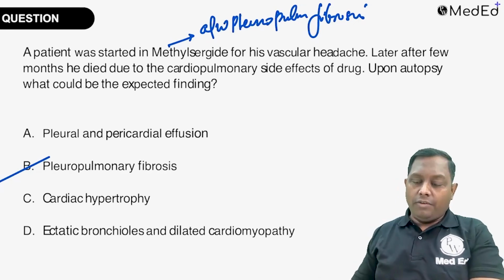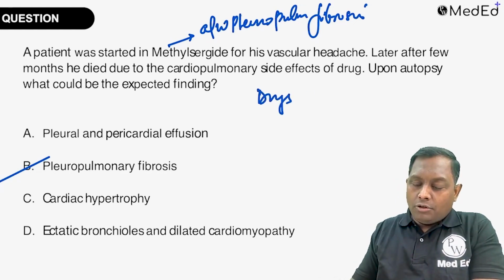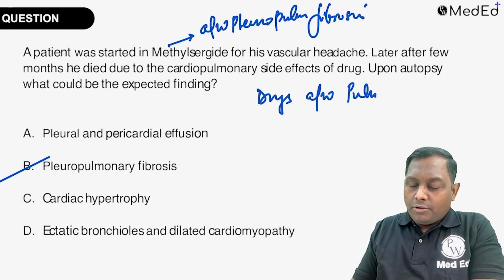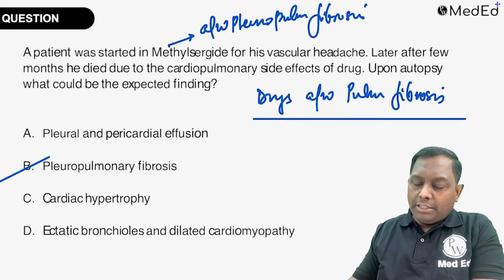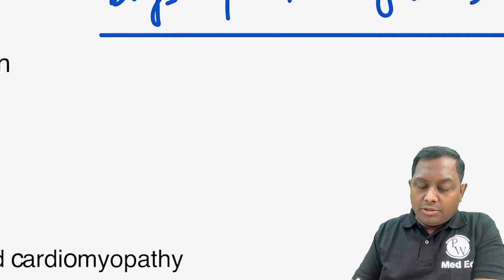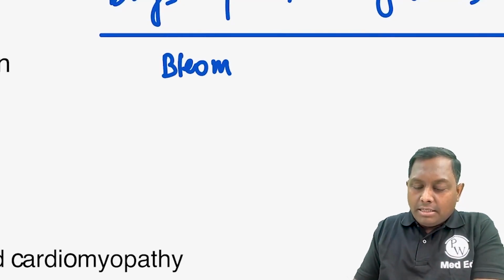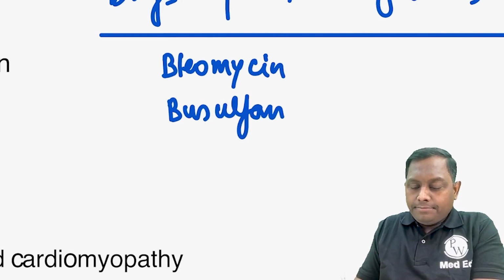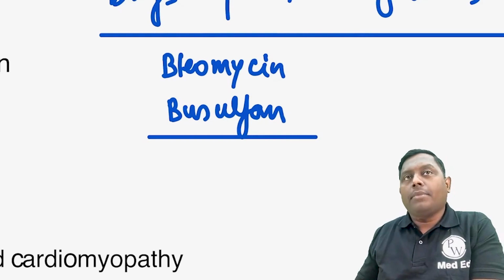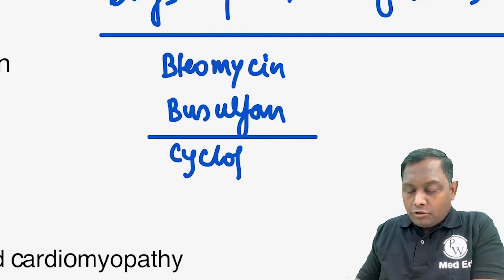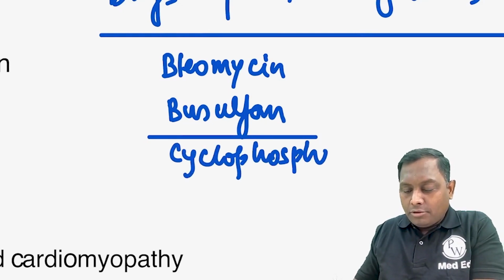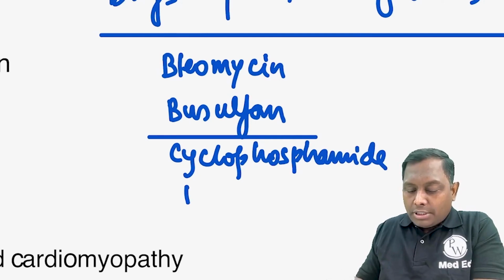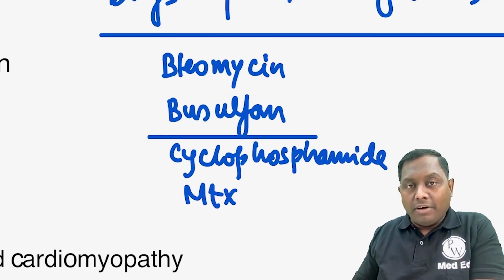What are the drugs that are going to be associated with pulmonary fibrosis? There are so many drugs actually, but again the important ones that you should know. In anti-cancer there are many, so we will start from there: bleomycin and the other one known as busulfan. Then under cancer itself we have cyclophosphamide. They have also been associated with pulmonary fibrosis. Methotrexate has also been associated with pulmonary fibrosis.